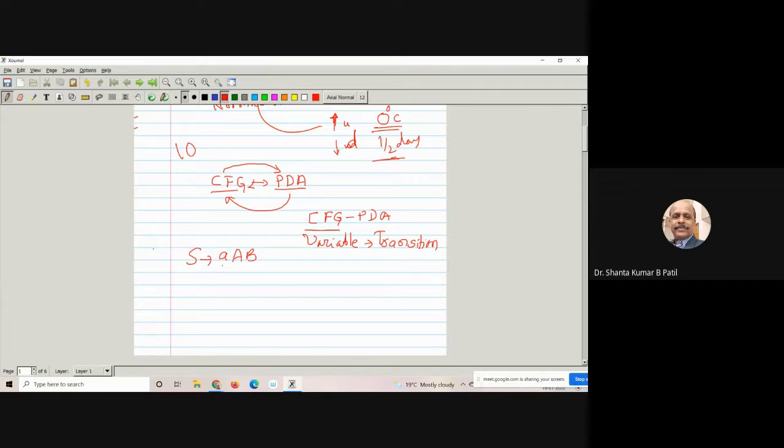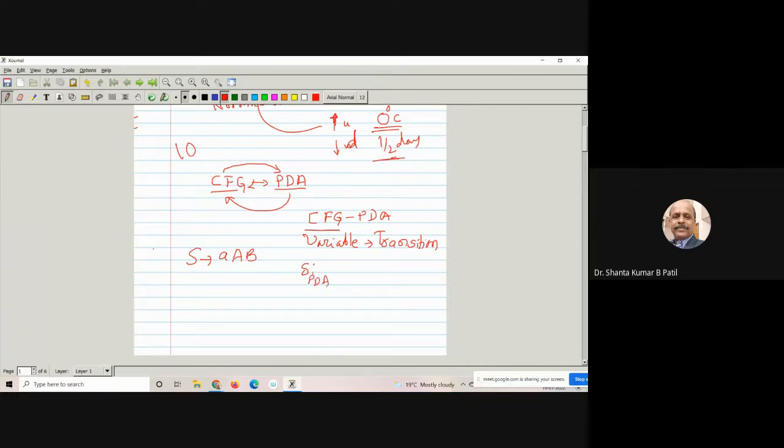To convert this into the transition function, that is what you can call a PDA. So this is a CFG, and you need to convert this CFG into the PDA. PDA means the transition function, CFG means the production. So how do we convert this CFG into the transition function? What will be available in the transition function of the PDA?